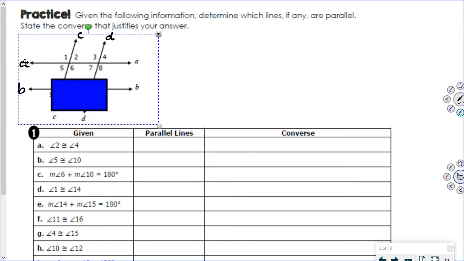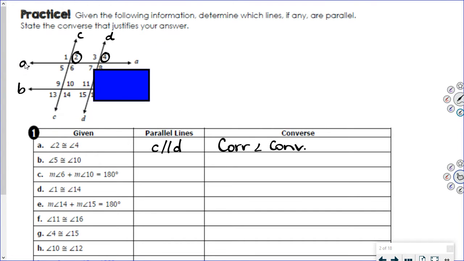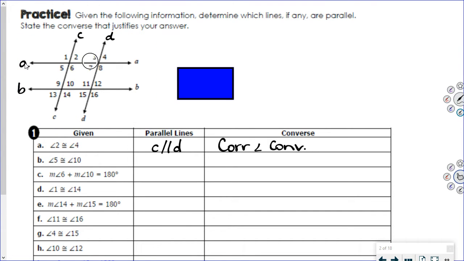If we look at angle 2 and 4, we have corresponding angles. And those are supposed to be congruent, which we see that they are. So by the corresponding angle converse, we can say that lines C and D are parallel. Now notice we know it's C and D because we covered line B up. We can't even see line B. So that's not even an option.